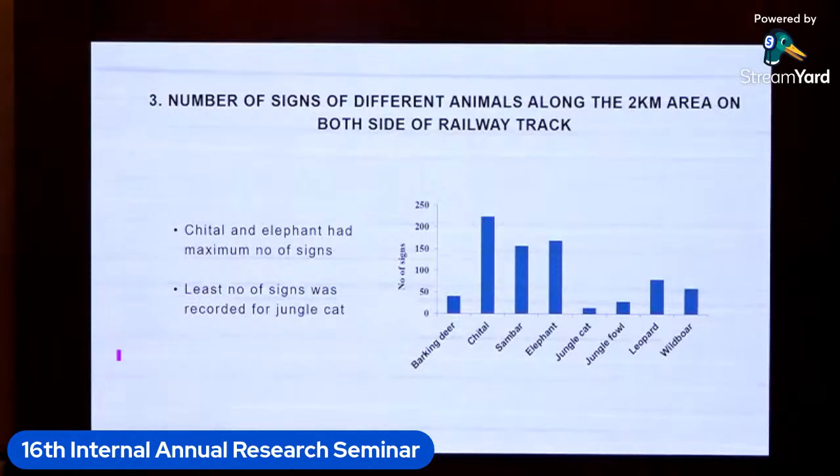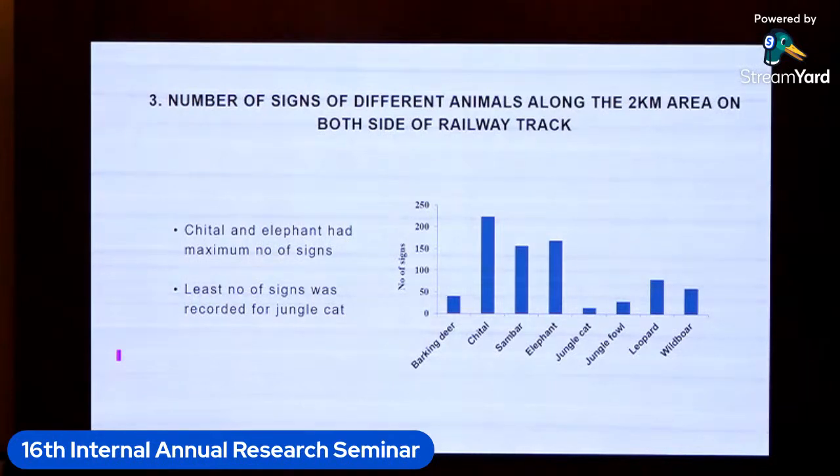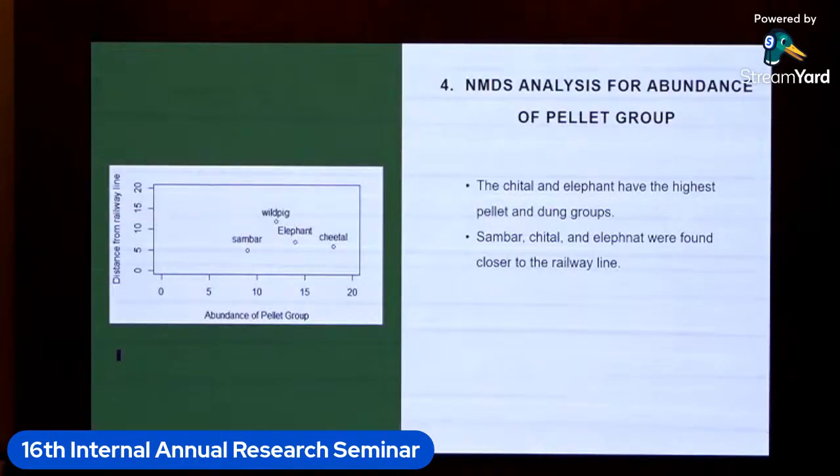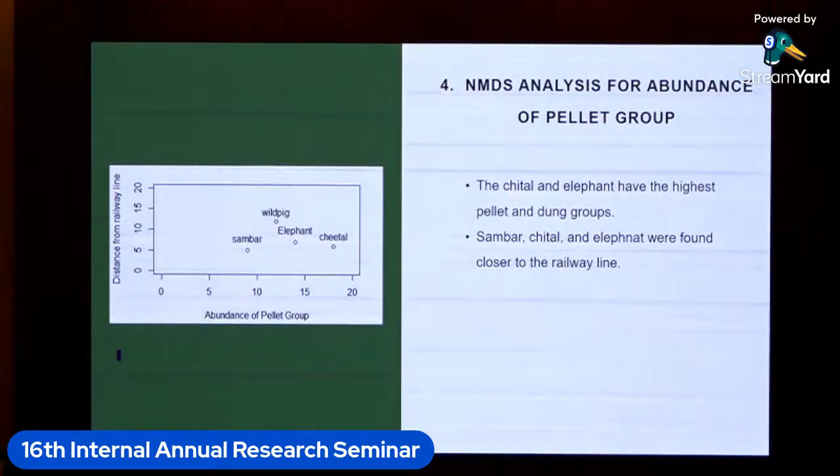Cheetal and elephant had the maximum number of signs. The least number of signs were recorded for jungle cat. From the analysis, we could find out cheetal and elephant had the highest presence in the jungle. Sambar, cheetal and elephant were found to be closer to the railway.